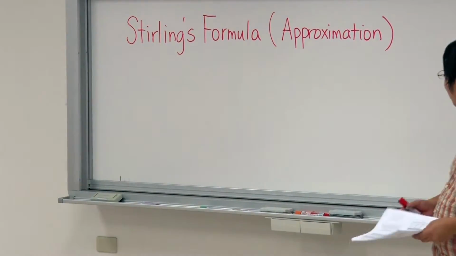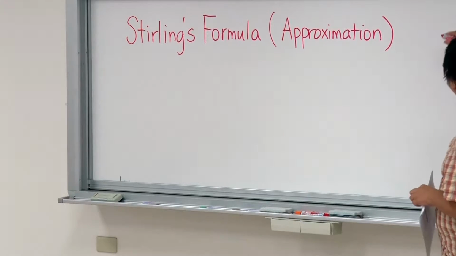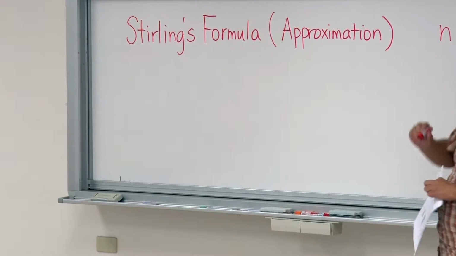So today we will look at a special topic called Stirling's Formula, or Stirling's Approximation. This is a formula that approximates what? It approximates the value of n factorial.